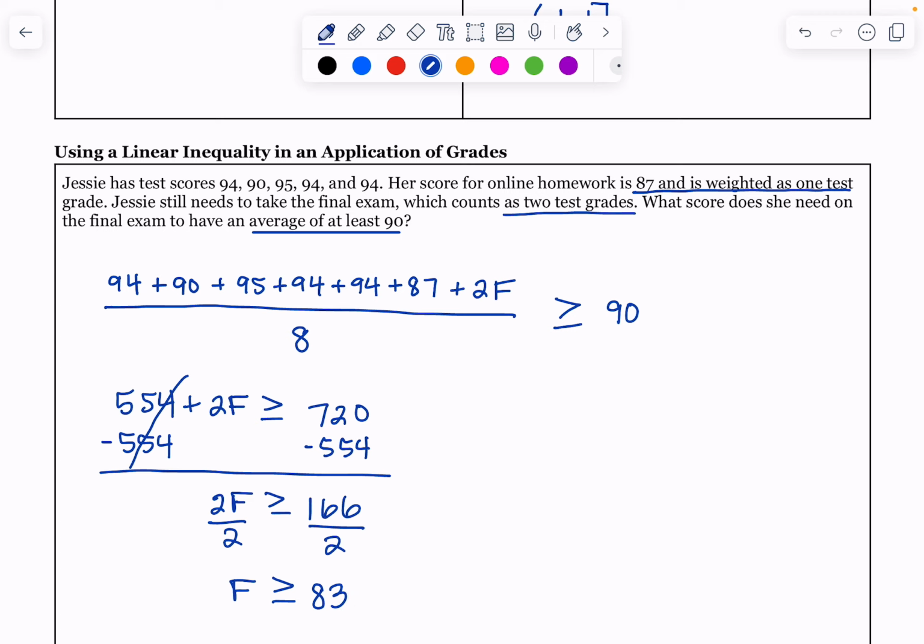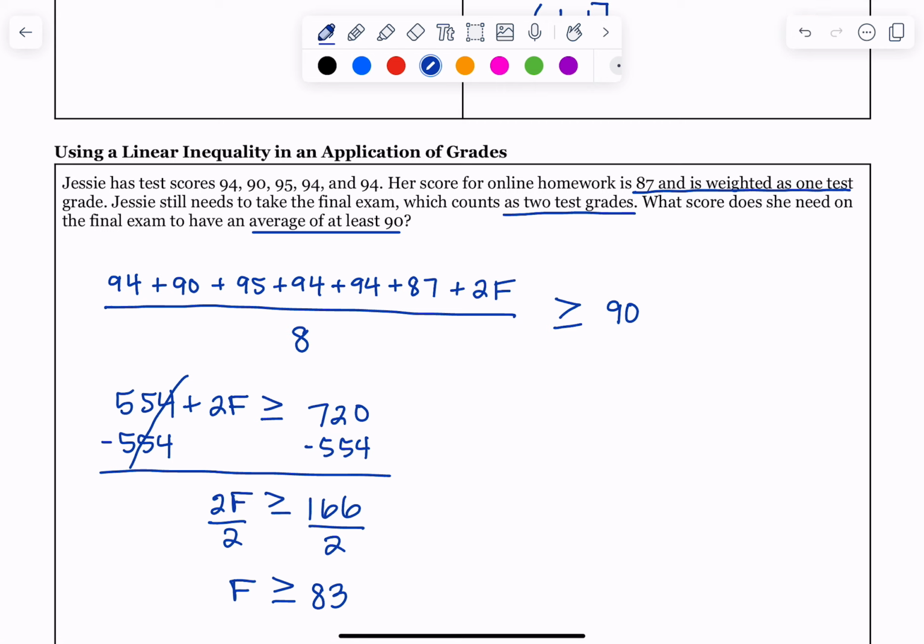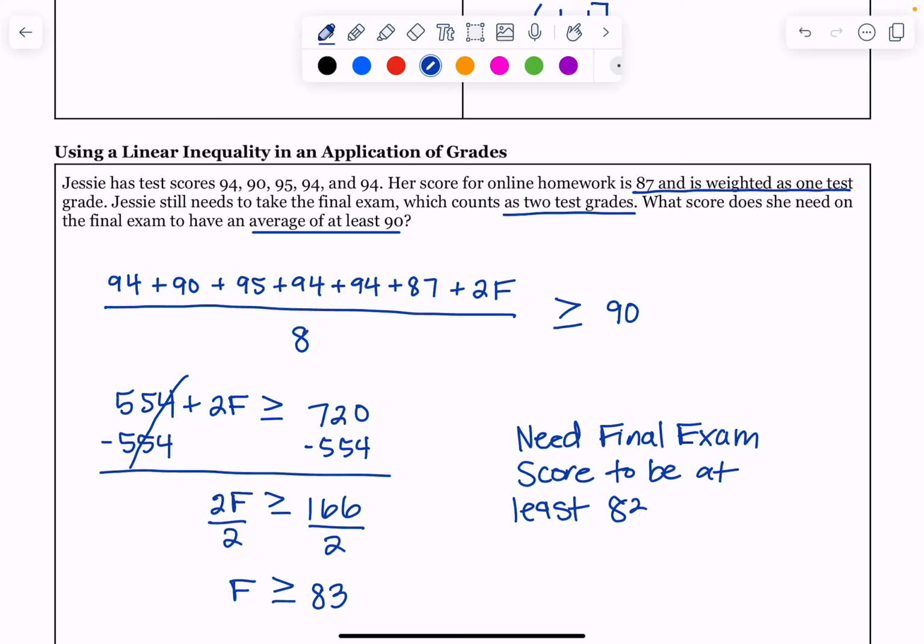And we will get a score of at least 90. Yes, let me write that down. Need final exam score to be at least 83%.